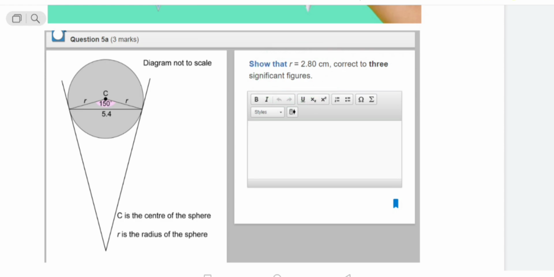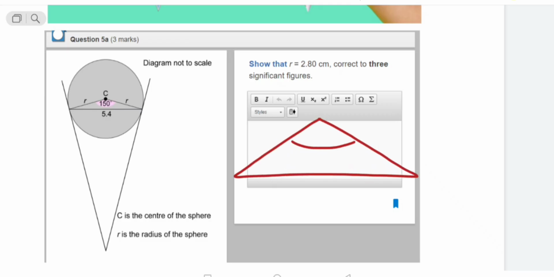Look here, I will show you. This is the shape. For example, like this. So this is 150. I will divide like this. Half of 150 becomes 75. I need to find this one, and the total they gave us is 5.4. The half of 5.4 is 2.7.